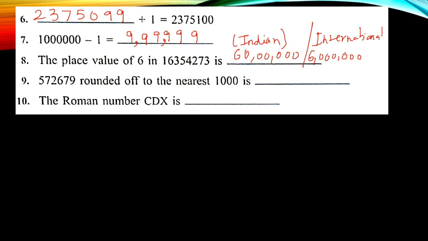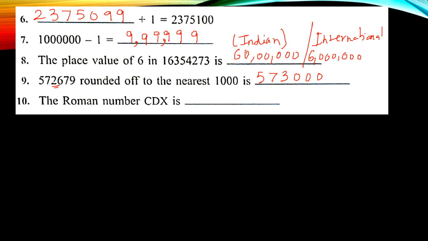So here you see the number in the thousands place is 2. Next to 2 is 6, which is bigger than 5. So 2 will become 3. So 573,000, this is the answer.